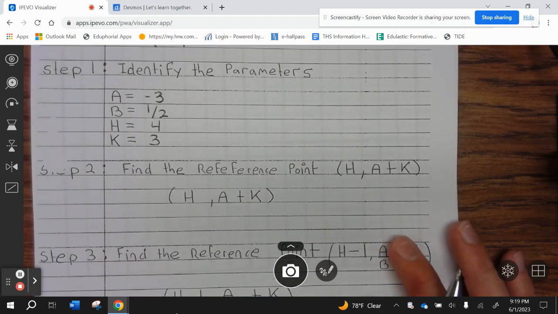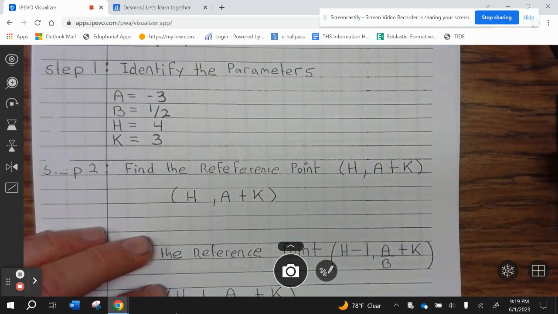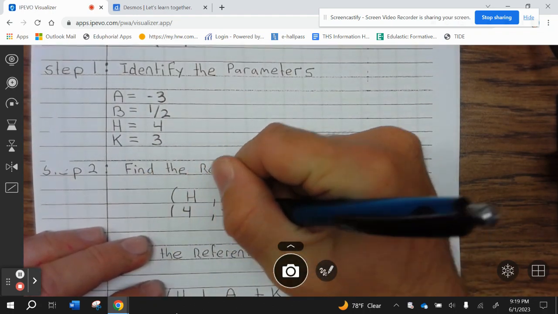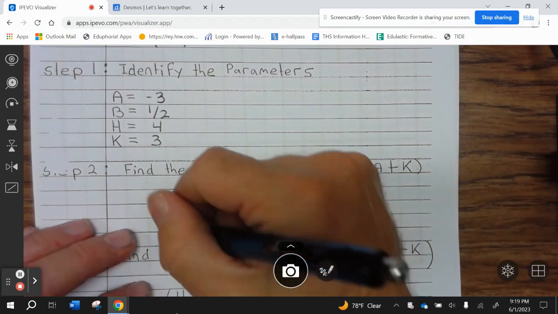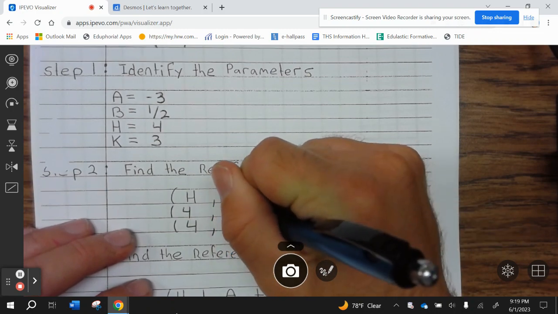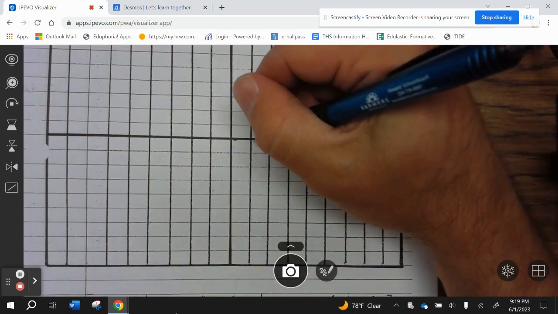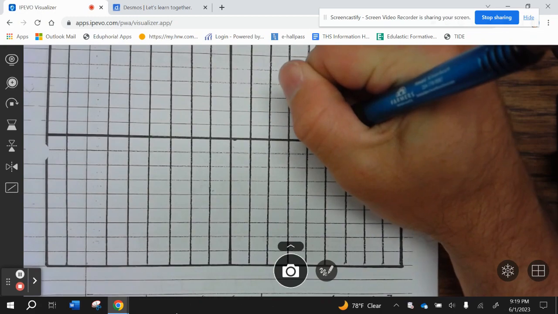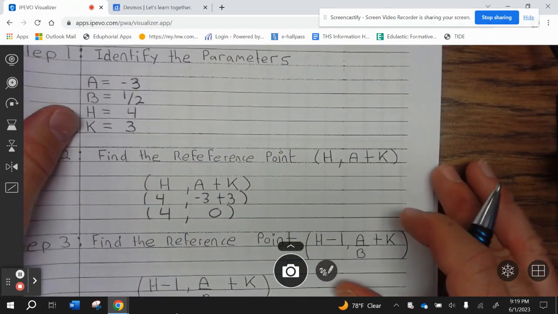Okay. Find the reference point. So that's 4 comma a is -3 plus k is 3. So the reference point is 4 comma 0. Which, let's come over to the graph and go ahead and graph that point. Four comma 0.